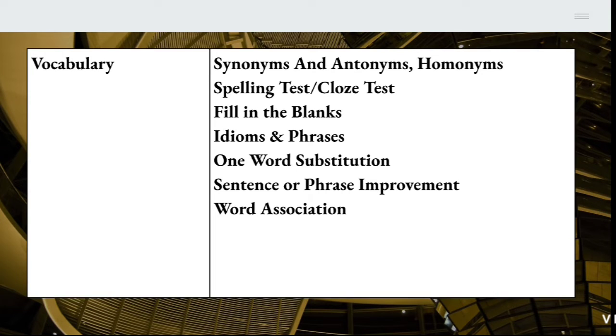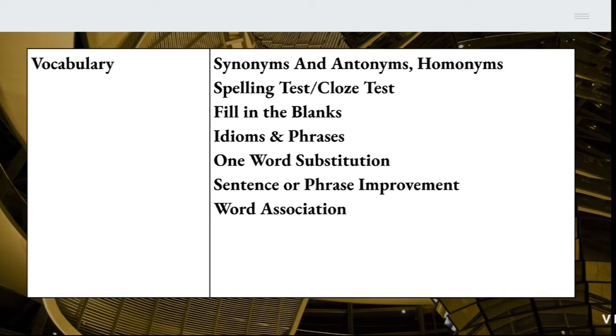The first one is vocabulary. Synonyms and antonyms, basically similar words and opposite words. Homonyms, the words which sound similar but have different meanings. Spelling tests, cloze tests. In cloze tests, you will be given a paragraph with certain blanks and you will have to fill up the blanks with suitable words. Options will be given for you as well.